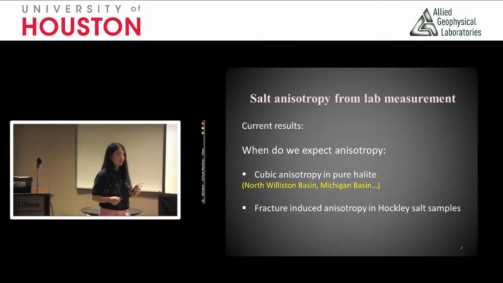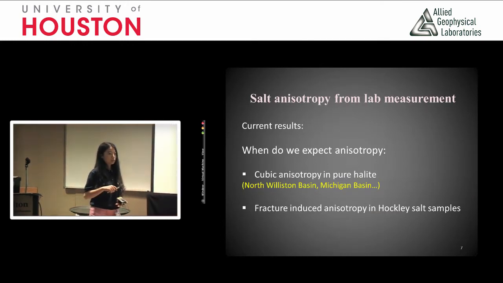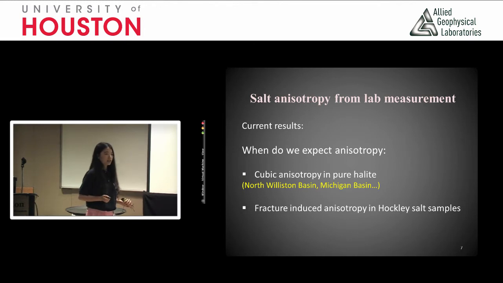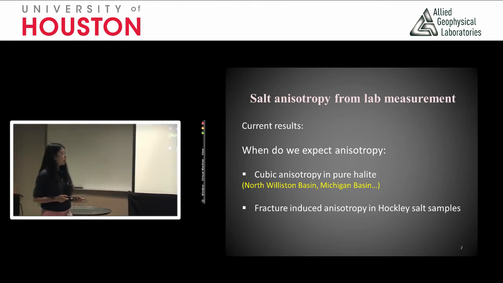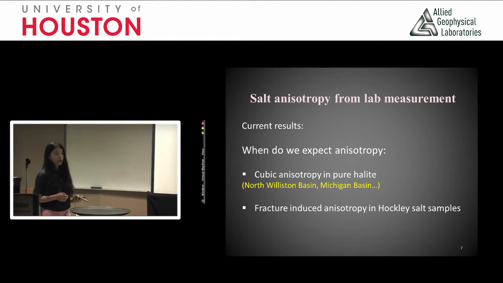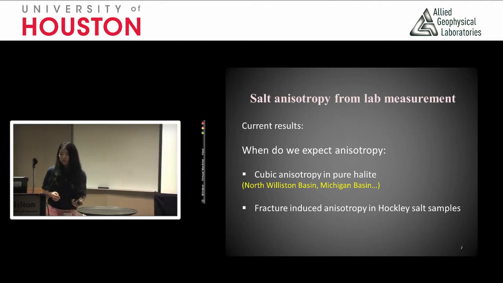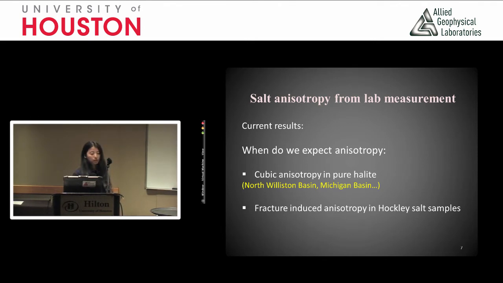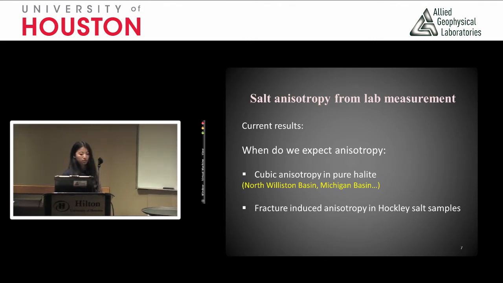Actually, we have some basins that have very pure salt, as we measured in the first one: the North Wilson Basin, the Michigan Basin, and some others. Another scenario where we expect anisotropy is for the fractured salt, in areas that have dominant stresses. We can see very big velocity variation in this area. But for other areas, we still need to study the isotropic properties.